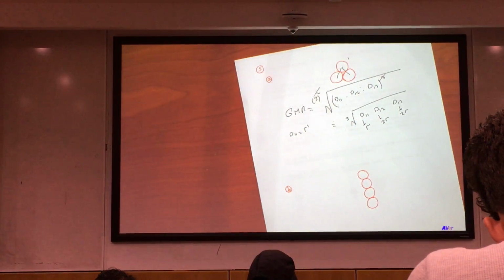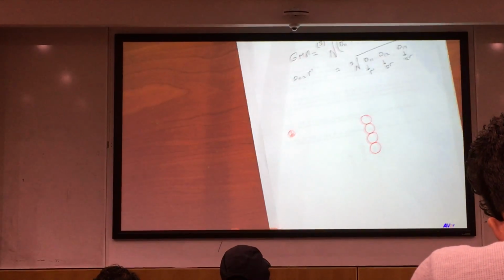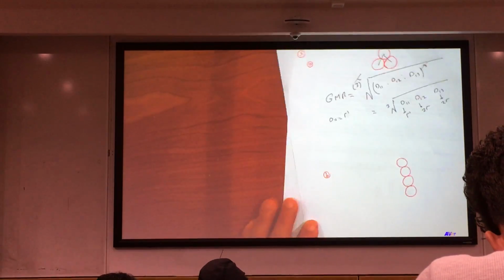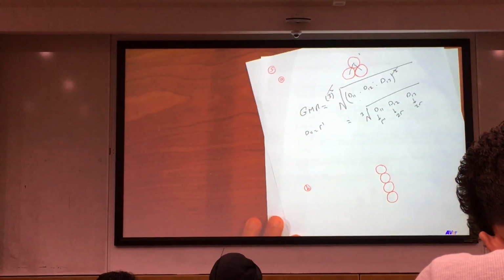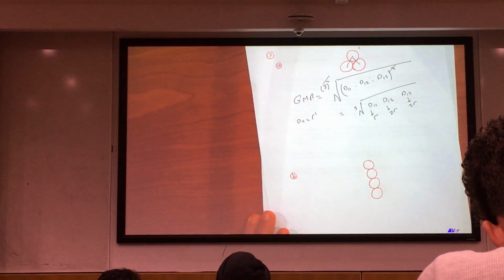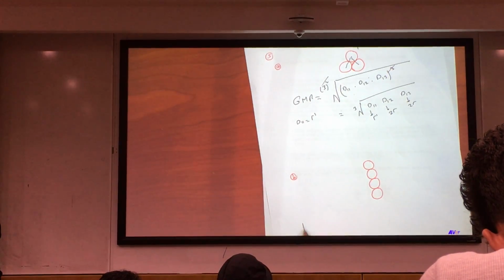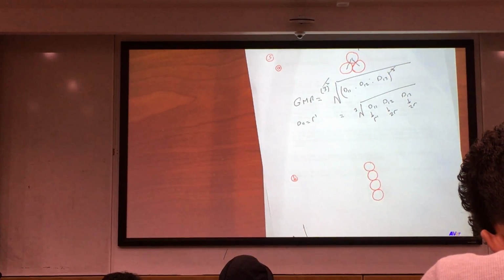For this one, it's 4 conductors arranged in a vertical configuration like this. And because there are 4, the geometrical mean radius will have a 4 squared here.